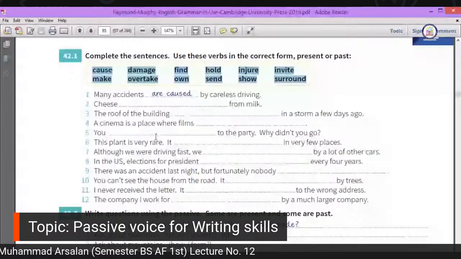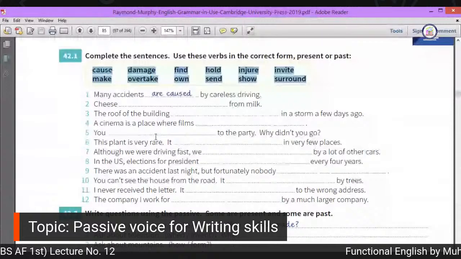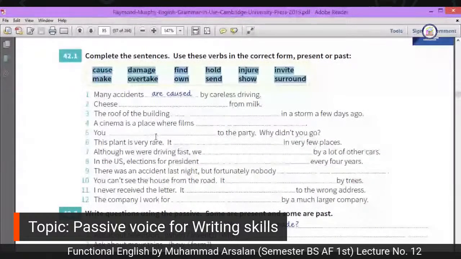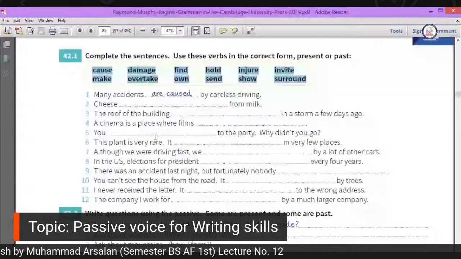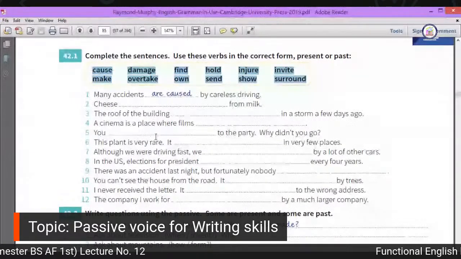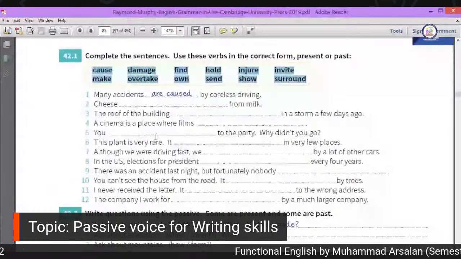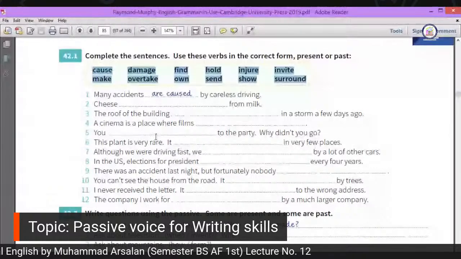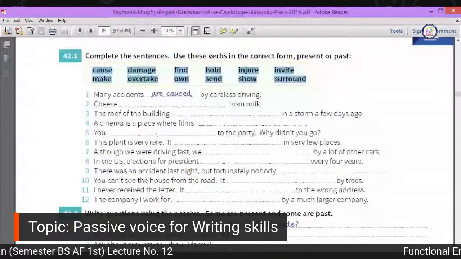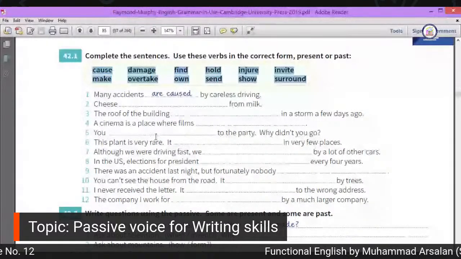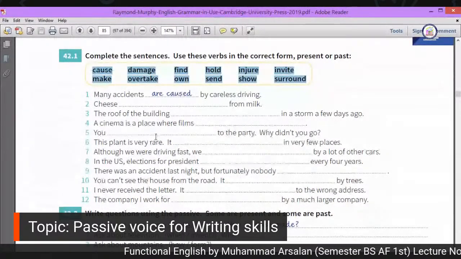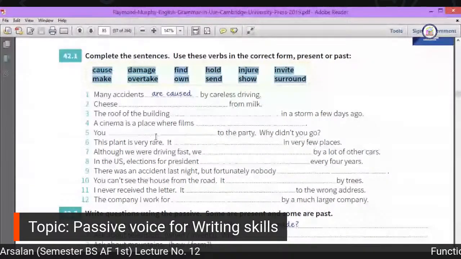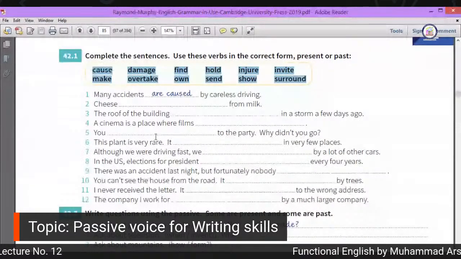In the US, elections for president are held every 4 years. There was an accident last night, but fortunately nobody was injured. You can't see this house from the road. It is surrounded by trees. I never received the letter. It was sent, yeah, it had been sent, yeah, it must have been sent.